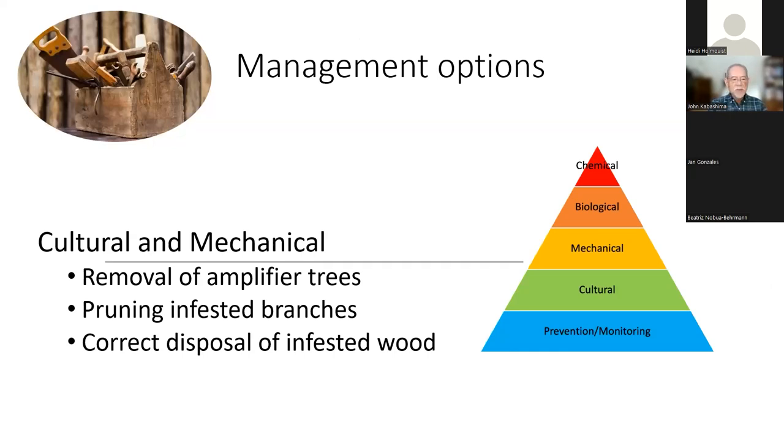So what are your management options? Well, we have cultural and mechanical: remove amplifier trees, and that's critical. Prune infested branches. Many trees like oaks, they attack the branches first, or avocado, they attack the branches first. You can simply monitor, catch it early, and remove that branch. And if you do cut anything, the branch or the tree, you have to properly dispose of that infested wood.